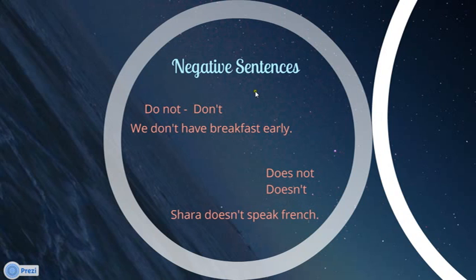In negative sentences, we use two auxiliaries, do not or the contraction don't. For example, we don't have breakfast early. Nosotros no desayunamos temprano. Or with the third person form, we use does not in a long form or doesn't in a short form. Shara doesn't speak French. Repeat. Do not, don't. Does not, doesn't.